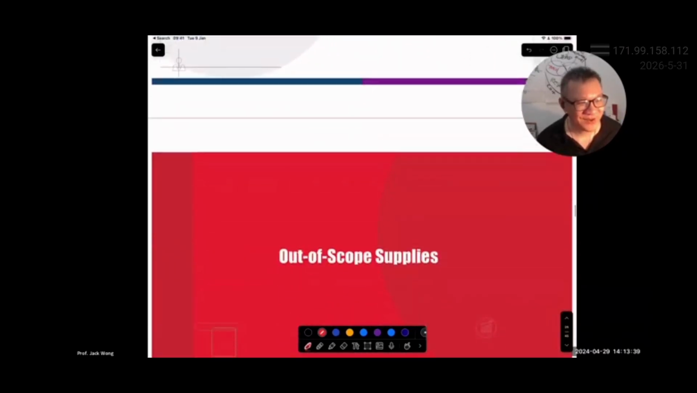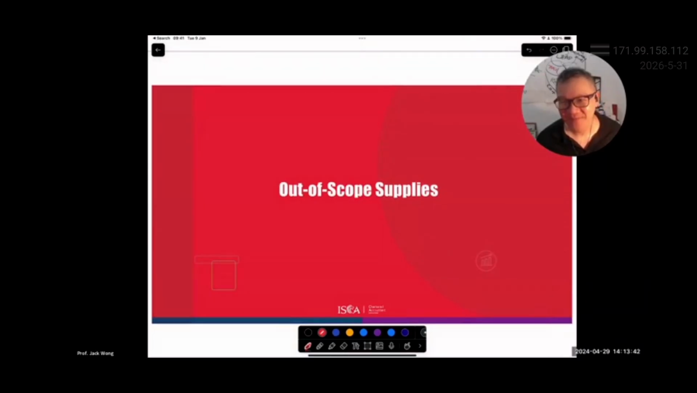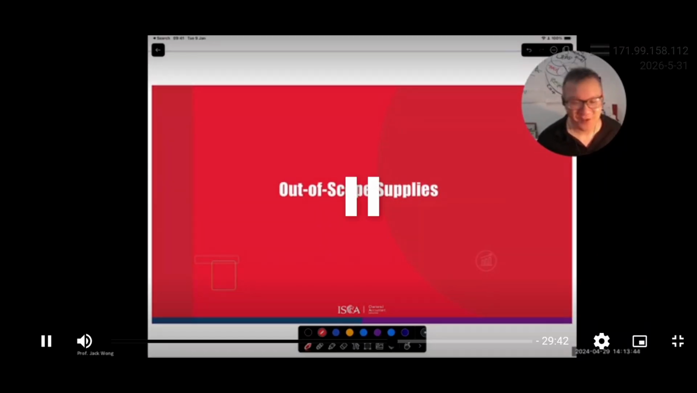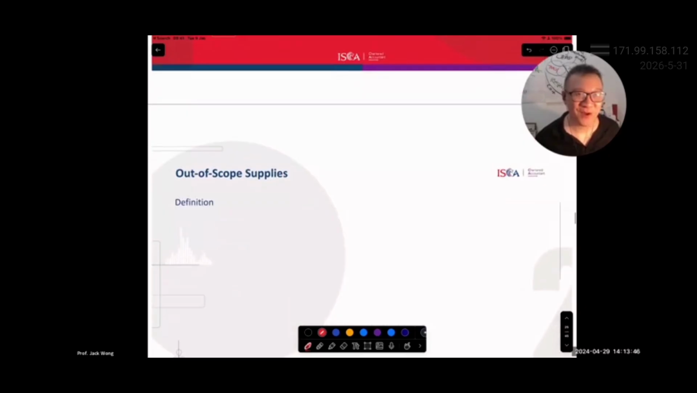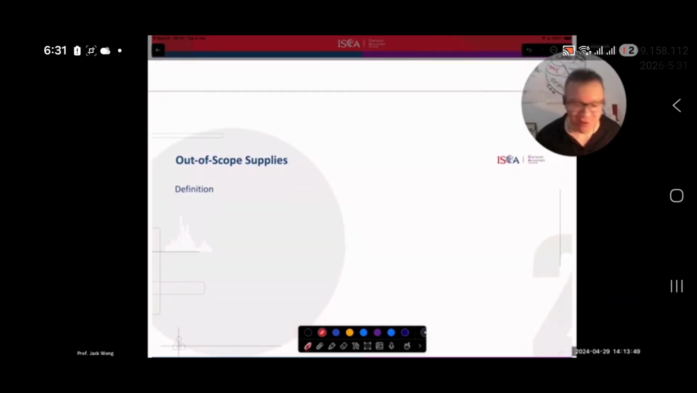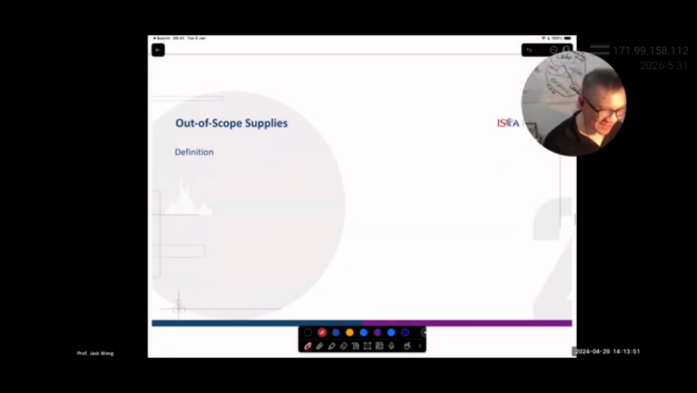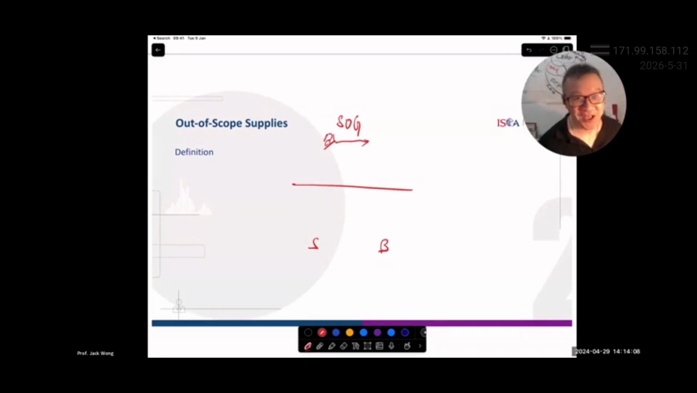All right, so last but not least, out of scope supply. This one is pretty simple. What is out of scope supply? It is outside the scope of the GST Act. Okay, how can that happen? Well, you may ask. Let's suppose we talk about supply of goods again. Out of scope supply can happen when you have a seller and the buyer in Singapore, and the goods are, at the time of supply, overseas, and the legal title to the goods passes overseas. So therefore, it is an out of scope supply.